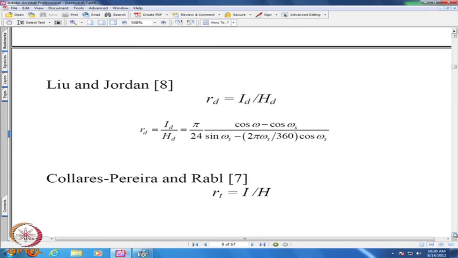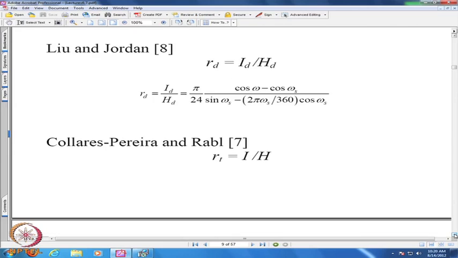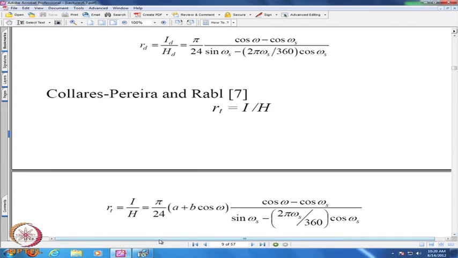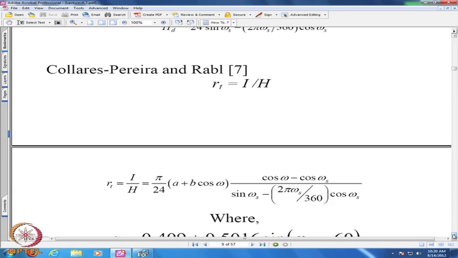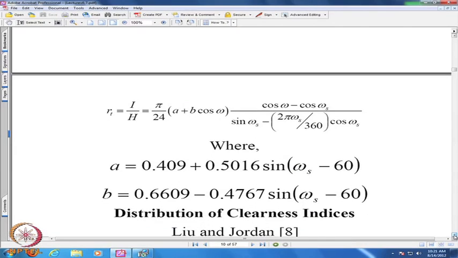Collares-Pereira and Rabl, relatively recently, proposed a correlation for the corresponding global radiation values, hourly I upon the corresponding daily value H, which is the same expression, but multiplied by A plus B cos omega, where the constants A and B have been derived using a large database and correlated to the sunset hour angle omega s and certain other constants. But you should remember that these correlations for r t and r d work extremely well if you apply them for the monthly average day, and if you apply them for an individual day, the errors can be expected to be larger in general.